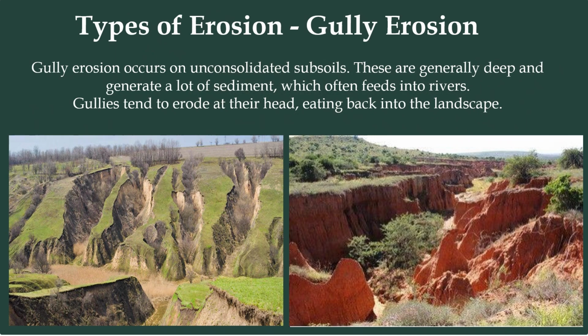The next type of erosion is gully erosion, which occurs on unconsolidated subsoils. These are generally deep and generate a lot of sediments, which often feeds into rivers.